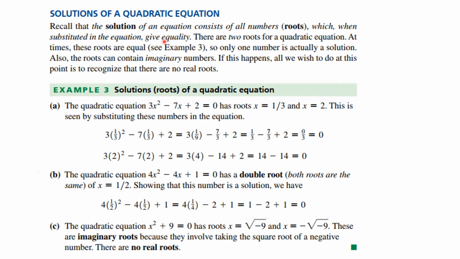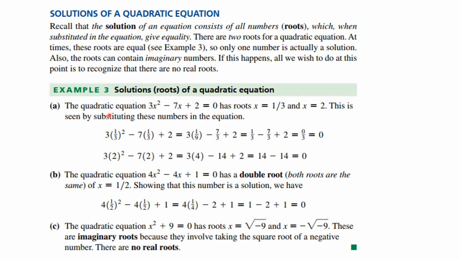A solution of an equation is all numbers, often called roots, which can be substituted into an equation to give equality. There are 2 roots for a quadratic equation. At times, these roots are equal, and so that means only one number will show up as a solution. Also the roots can contain imaginary numbers that we talked about. If this happens, all we need to do is to say that there are no real roots. When you study your electronics technology, you will have other reasons to do this, but that's our simplification right now.